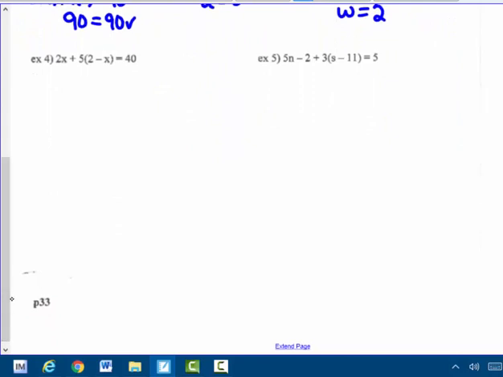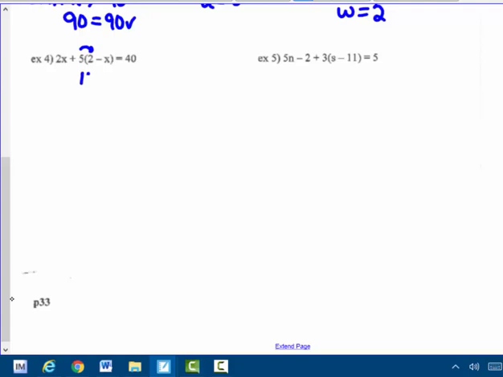Number 4, I'm going to distribute first, because dividing by 5 is going to be a little messy. So I'm not going to divide by 5 first, or maybe I am. Maybe I won't distribute. Nah, I'm going to distribute. Change my mind. It'll be easier to distribute first.